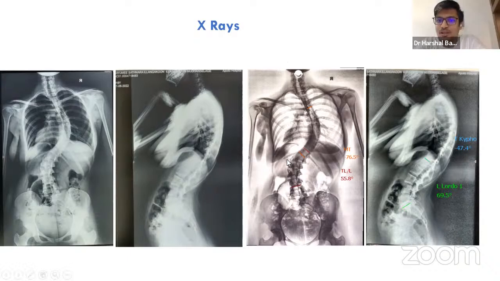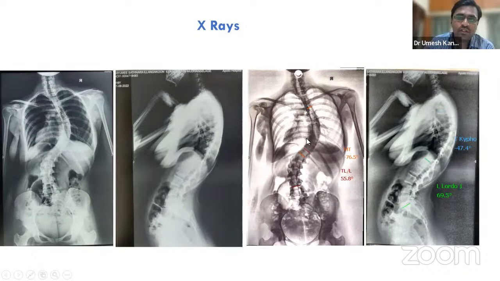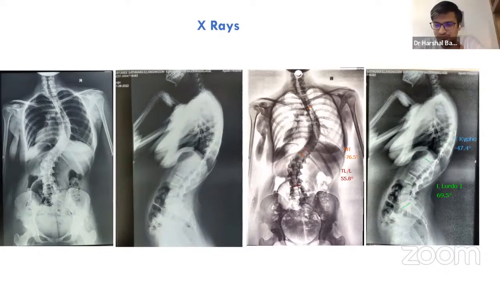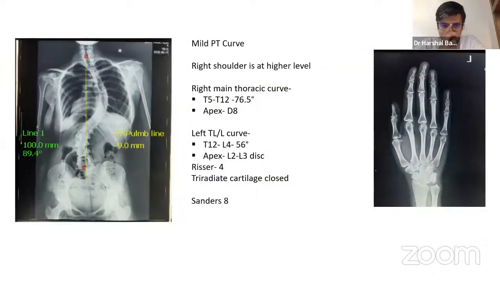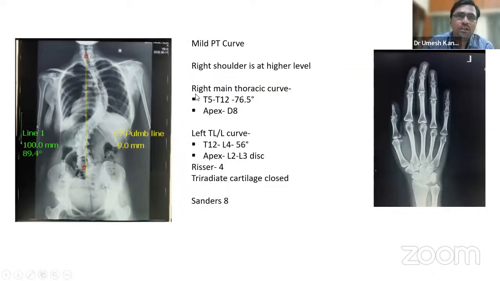Also, you should be able to tell us about the end vertebra of each curve. The main thoracic curve, the proximal end vertebra is at... Sir, can I go to the next slide? I have written that. Okay, fine. Go. So in the right main thoracic curve, the proximal end vertebra is at the T5 level and the distal end vertebra is at the T12 level. And in the left lumbar curve, the proximal end vertebra is at the T12 level and the lower end vertebra is at L4 level, sir.